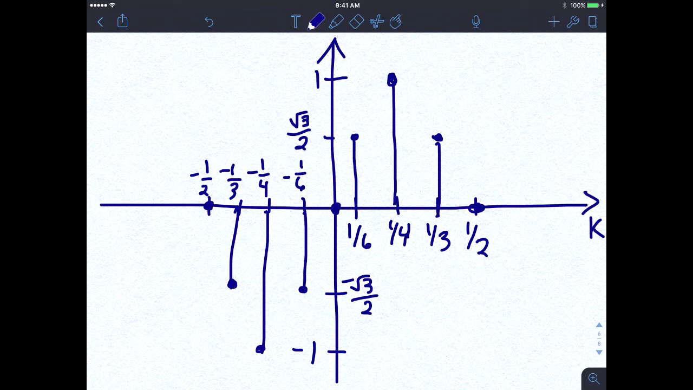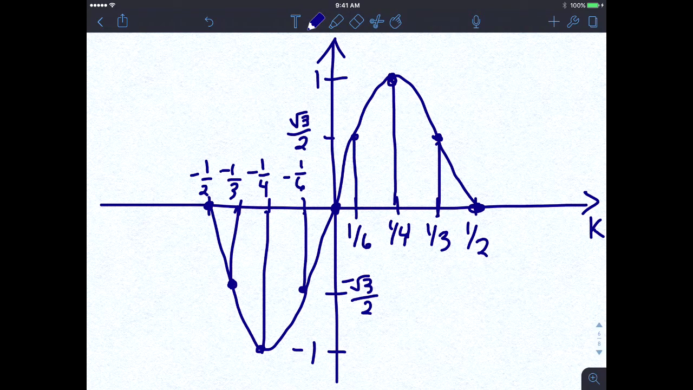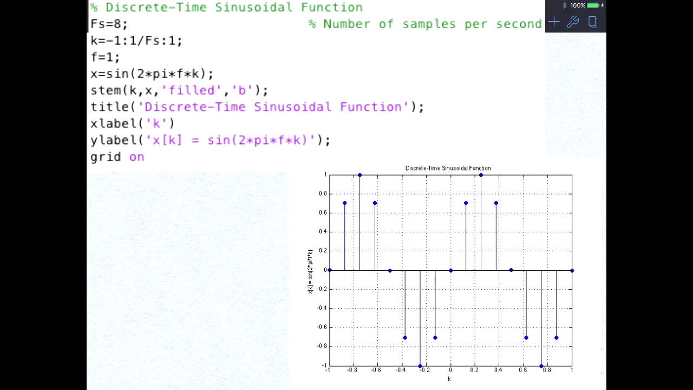Now if I draw lines through the points like this, it looks just like a sine function would. So it has the same shape, we just don't draw it as a continuous signal. Discrete signals, you just take samples at certain points. Now the MATLAB code for a sinusoidal function is pretty similar to that of a continuous sinusoidal signal. The only difference, again, is that you use stem instead of plot, and also you have to specify the sample rate, and that will determine the number of points of data that you have.